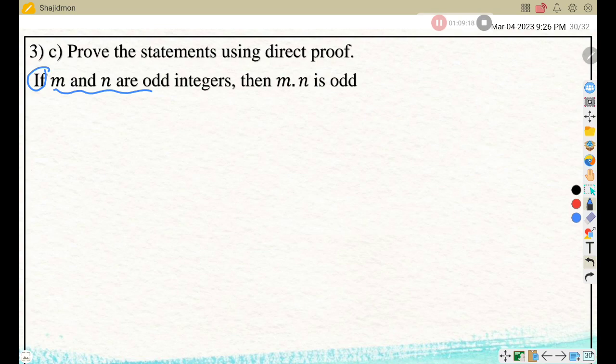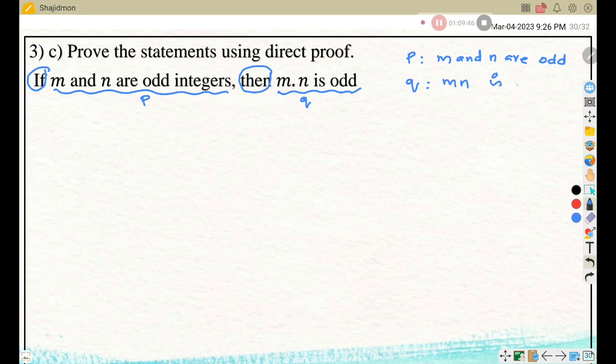If m and n are odd integers, then m multiply n is an odd number, correct? m and n are odd numbers, then m multiply n is also an odd number. So this is P, this is Q, correct? So I can write what P is: m and n are odd. What is Q? m multiply n is odd. So first we need to assume P is true. Assume that P is true, correct?